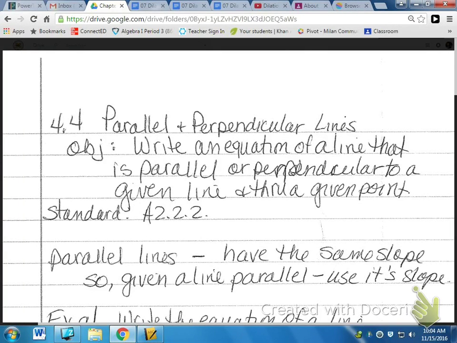Lesson 4.4, Parallel and Perpendicular Lines. Our objective today is to write an equation of a line that is parallel or perpendicular to a given line and through a given point.